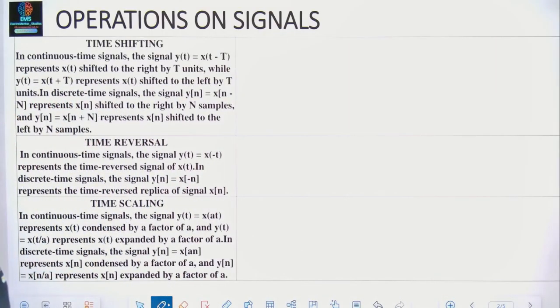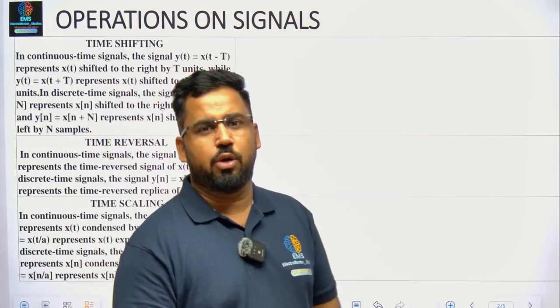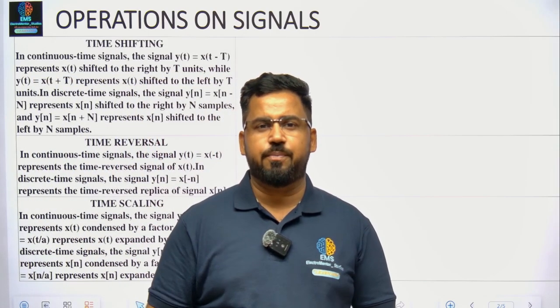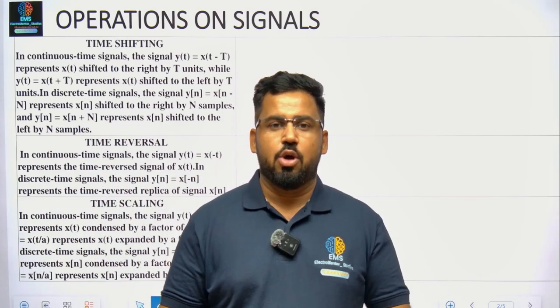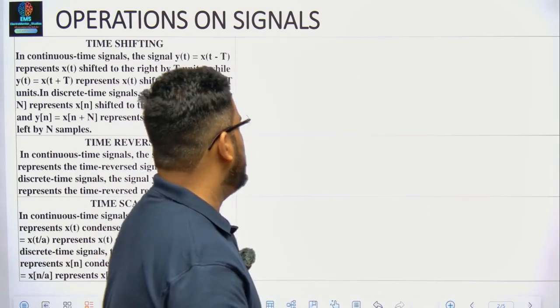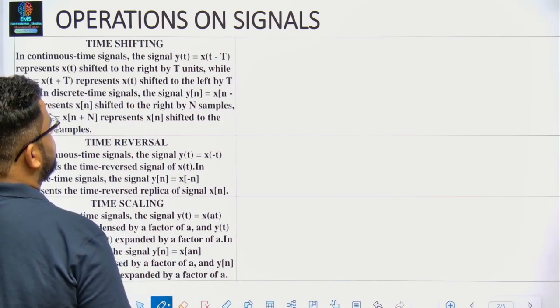So first, we are going to see the basic operations. There are three basic operations on a signal. Either we are shifting the signal, we are scaling the signal, expanding it or squeezing it, or we are reversing the signal. So the first basic operation is time shift. What does this time shift say?